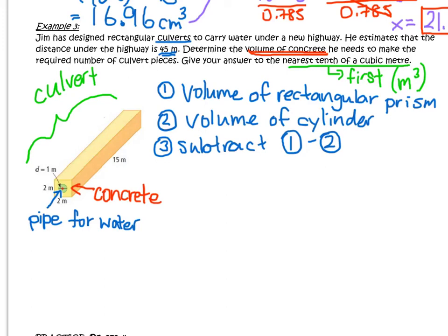Anyone see an extra step, Robin? Times by 45. Why times by 45? So it's like under the highway. Because it's under the highway. He wants to make it 45 meters. But not times by 45, because how long is this culvert, Syra? It's already 15 meters. So what should we multiply by? Multiply by 3.